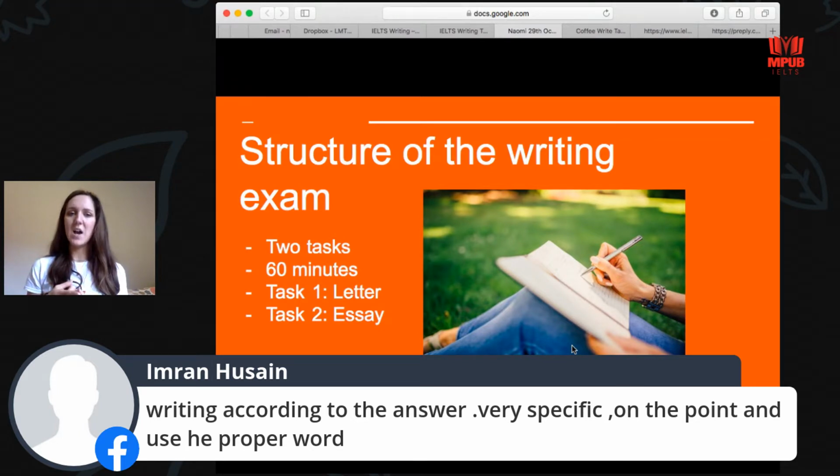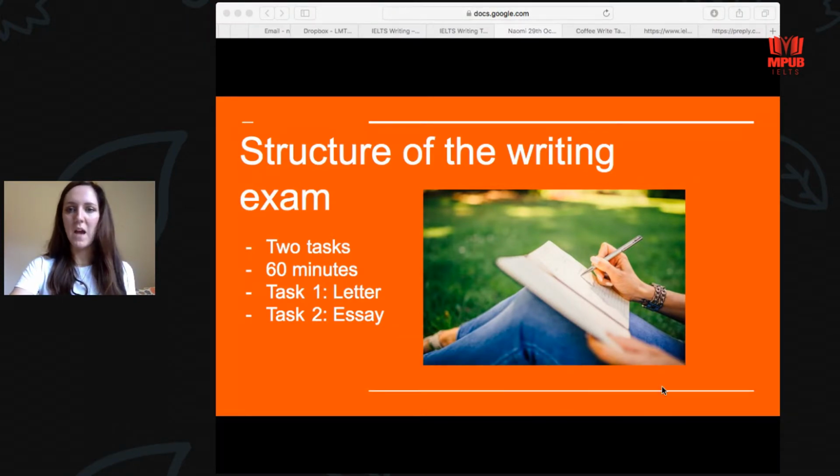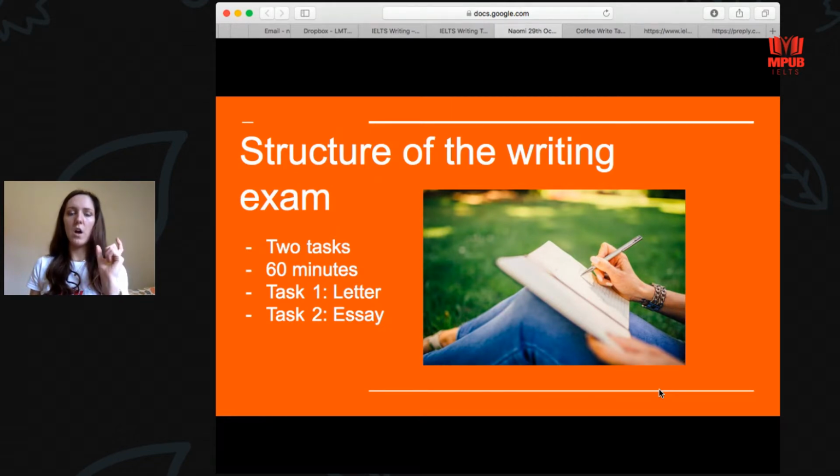Task 1 is a letter and task 2 is an essay. It's quite important to note here that your first task is worth 1/3 of your marks, I think maybe 20 marks, and task 2 is worth 2/3 of your marks, which is about 40 marks. So task 2 in general and IELTS is more important than task 1.